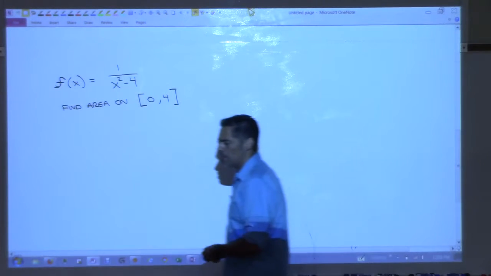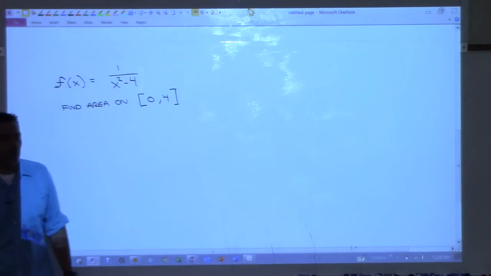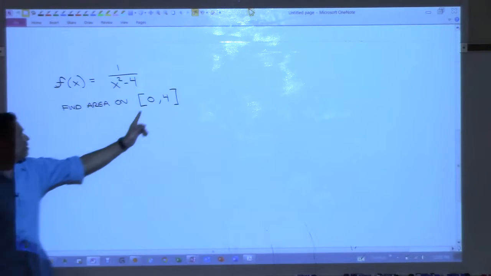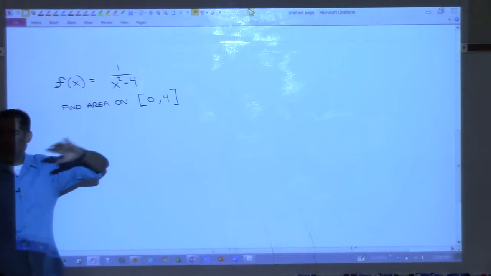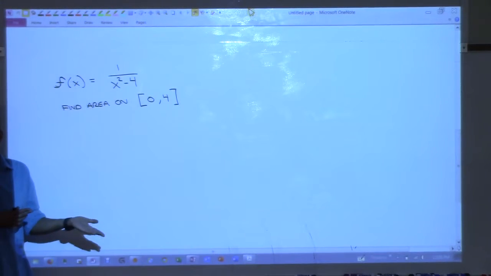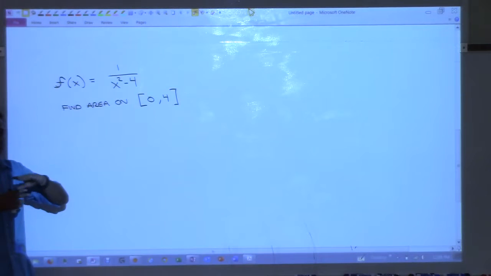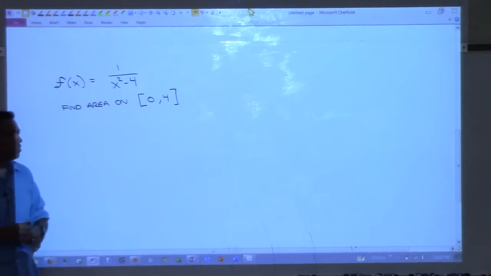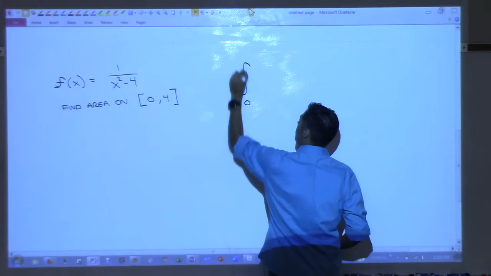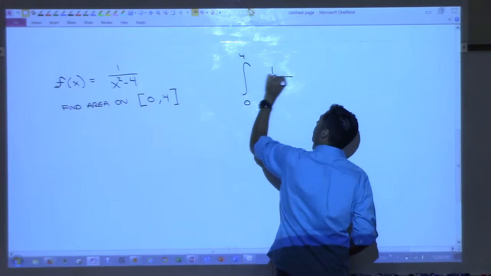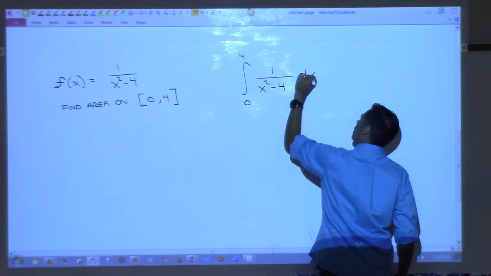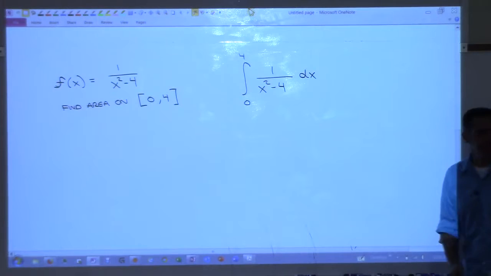So is this a type 1 improper integral? No. The reason it's not is because you don't see infinities here. So it's not a type 1. This looks like what we were doing before when we started class. I just put up a function and we want to find the area. So we should just set this integral up. It should go from 0 to 4, of 1 over x squared minus 4, dx. That's the setup.